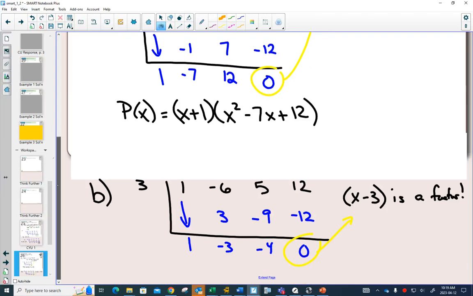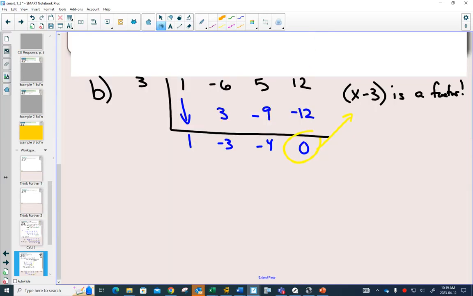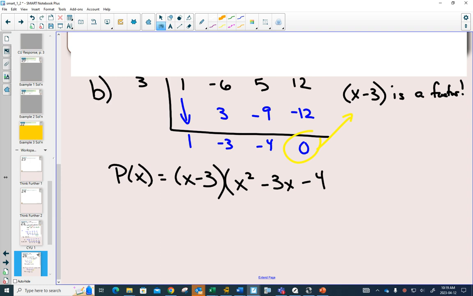So our division statement for this one, p of x would equal x minus 3, and what are we left with? 1x squared minus 3x minus 4.